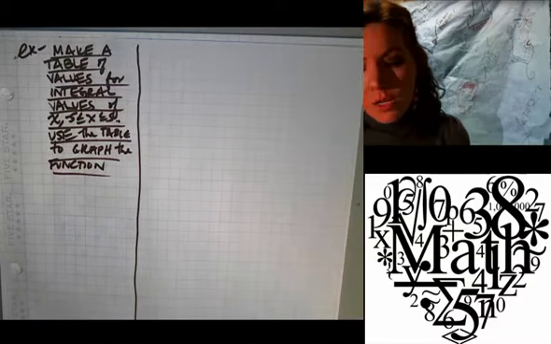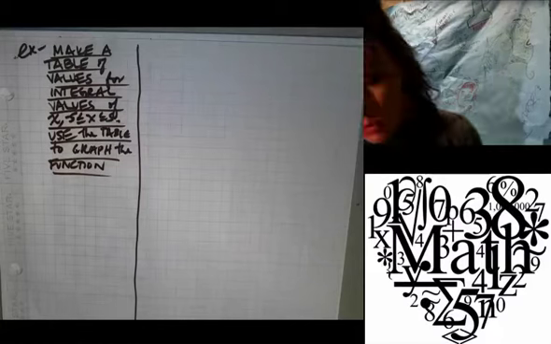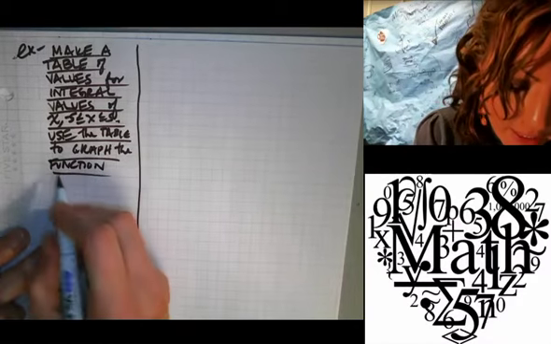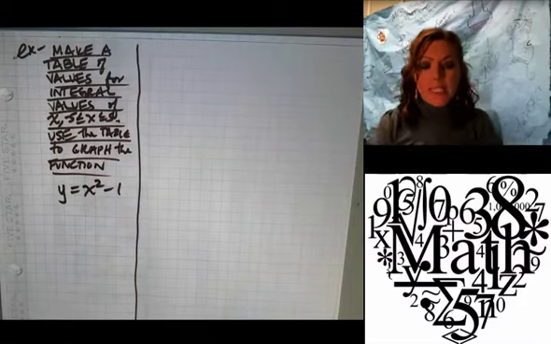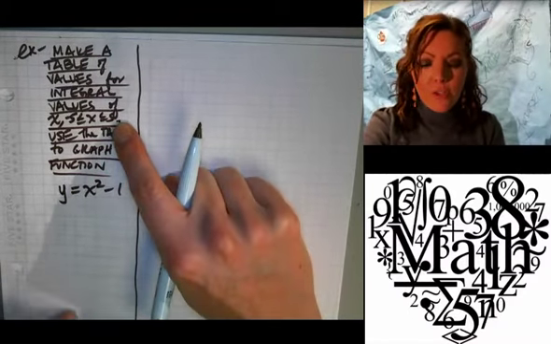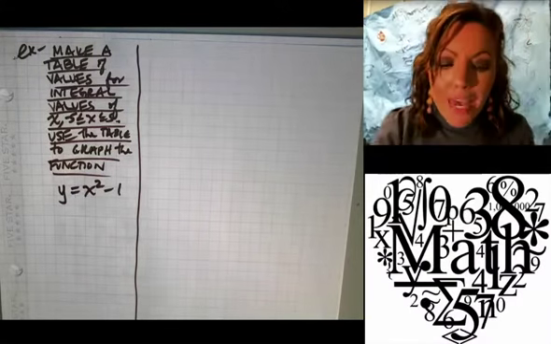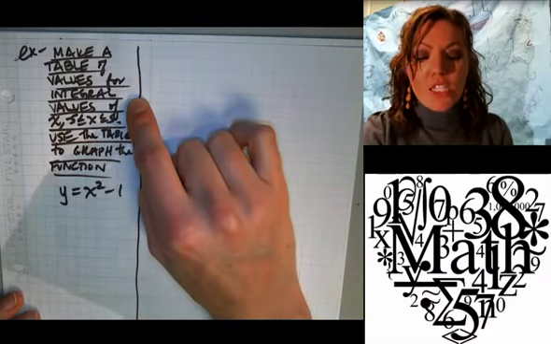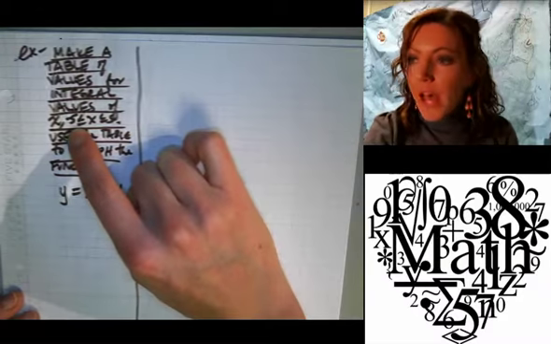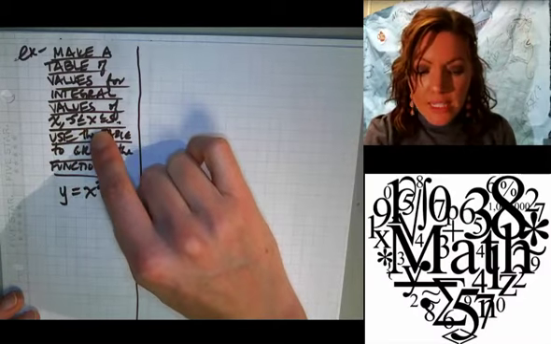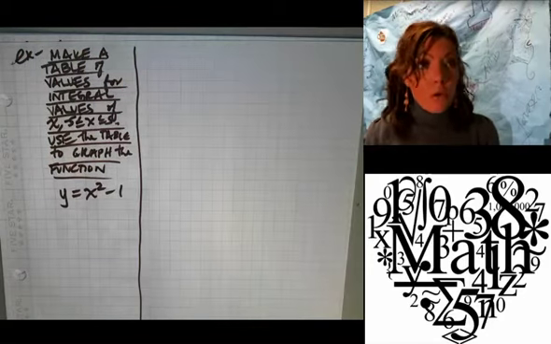All right, make a table of values for integral values of x where -5 is less than or equal to x is less than or equal to 5, and use the table to graph the function. Let me read that one more time in case you can't read it up there. Make a table of values for integral values of x, -5 is less than or equal to x is less than or equal to 5. And then use the table to graph the function. The function that we're graphing here is y equals x squared minus 1.